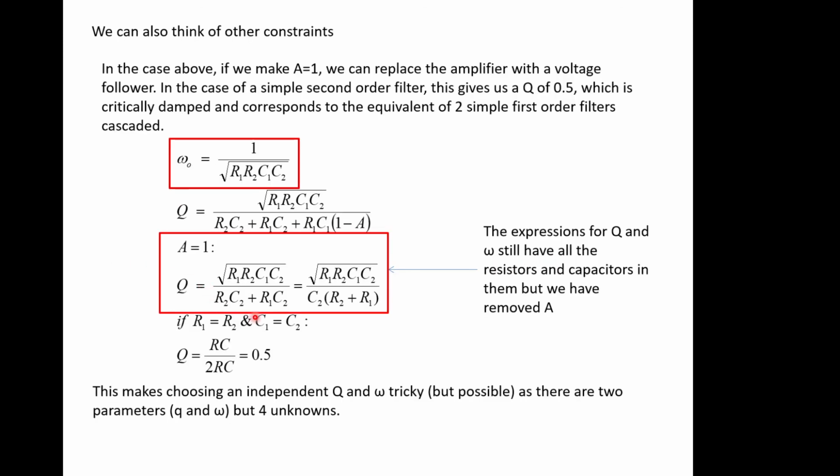We could also think of some other constraints. We might want to make the gain equal to 1 for the amplifier, just make it into a buffer. If we do that, we save 2 components, and that saves us some money. So that's probably not a bad thing to do if we can get away with it.